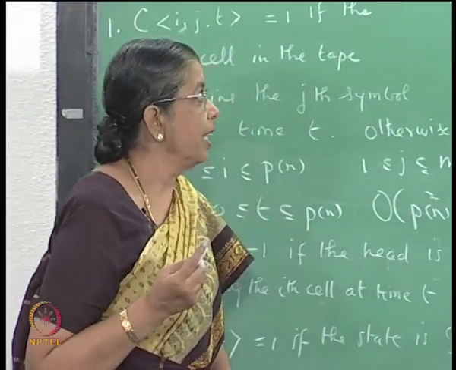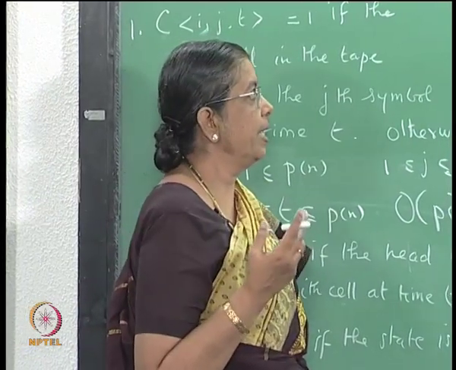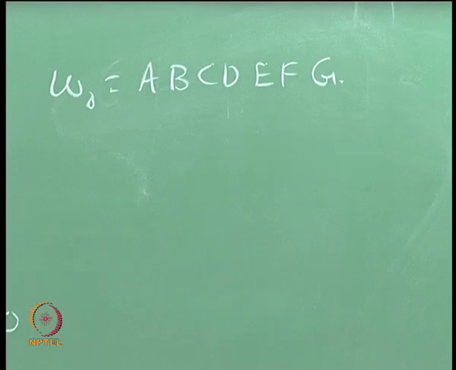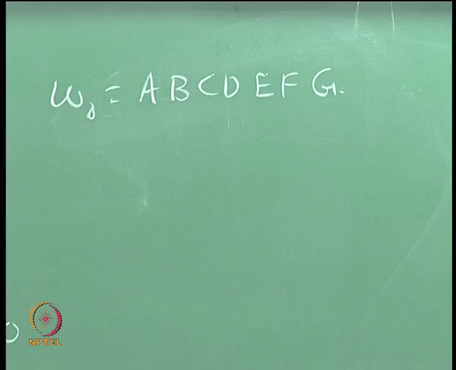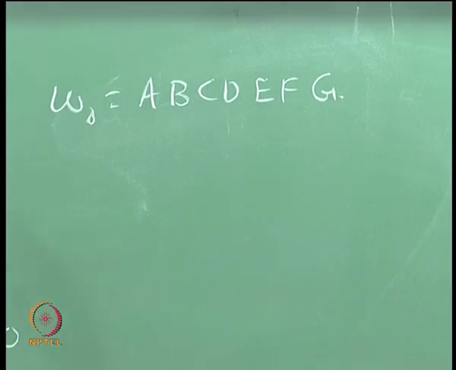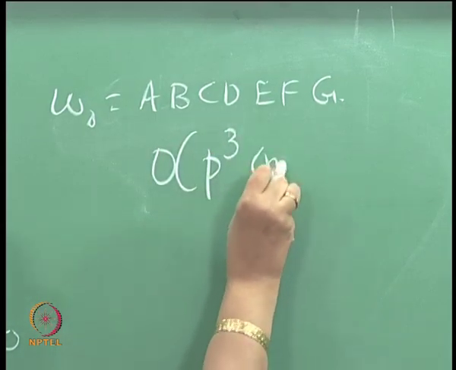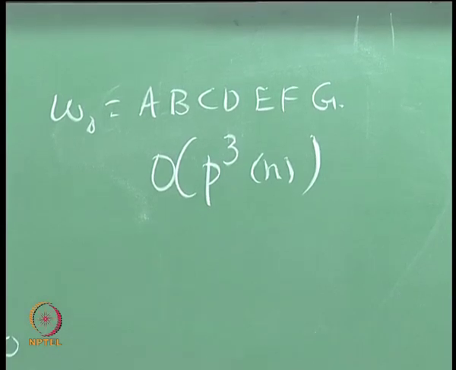What can you say about the length of A? It is order p cubed n. B, C, D, E: C is p n, B is p squared n, D is p squared n, E is p squared n, F is p n, G is 1. So, the total length of this is, at the most, order p cubed, that is a polynomial, right.